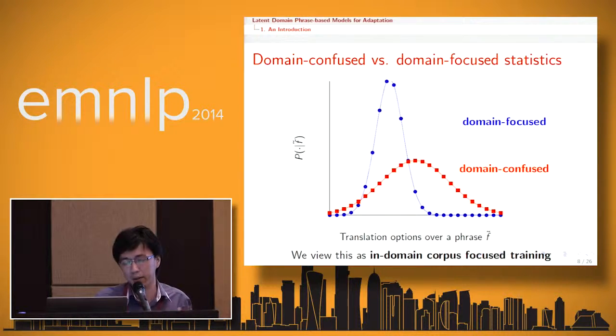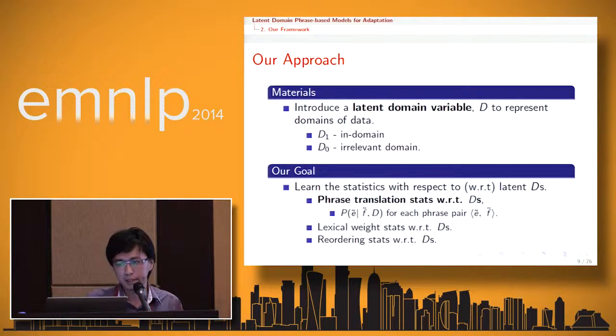to the task. How can we learn this kind of statistic? We name this kind of training in-domain corpus-focused training. I will go into detail on how we can do this.